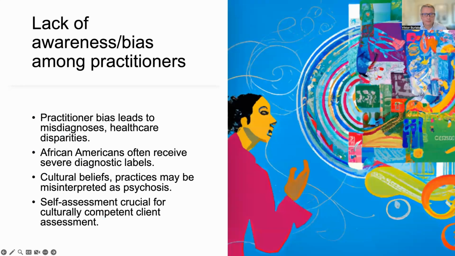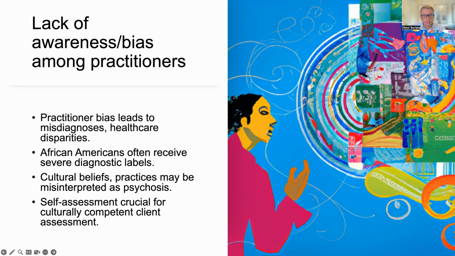Practitioners' biases and lack of cultural awareness can lead to misdiagnoses and disparities in mental health care for historically excluded racial and ethnic groups. For example, African Americans often receive more severe diagnostic labels, higher doses of psychiatric medication, and less frequent diagnostic testing. Latino clients' cultural beliefs may be misinterpreted as psychotic symptoms. Ancestor veneration, common among people of African descent, may be misdiagnosed as hallucinating.